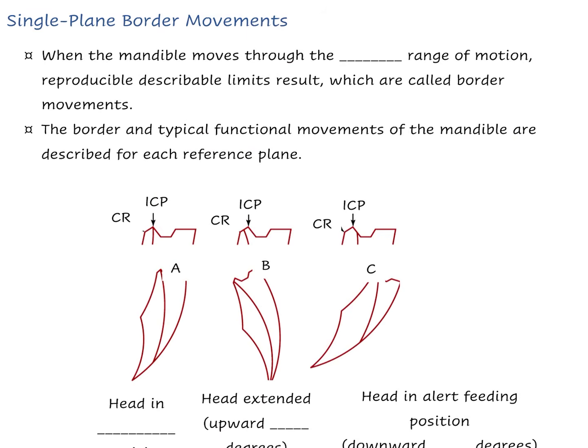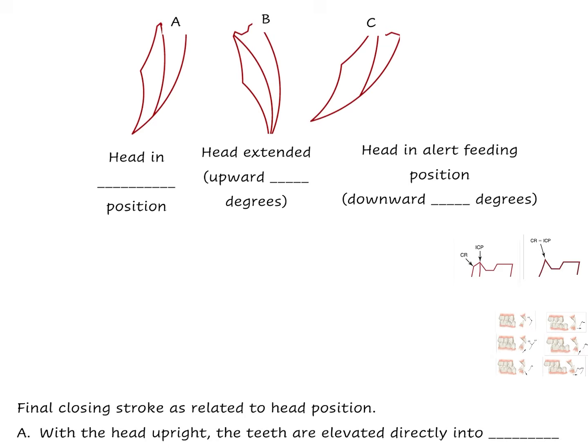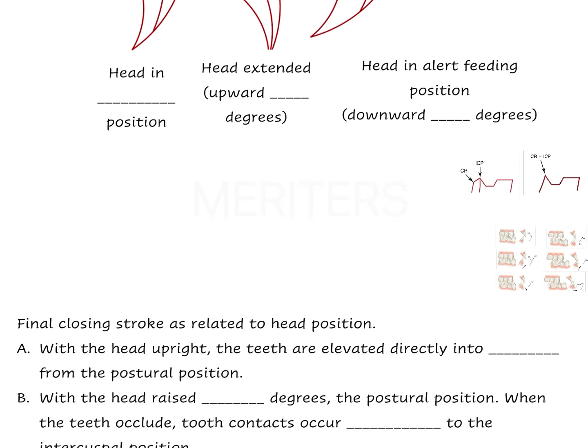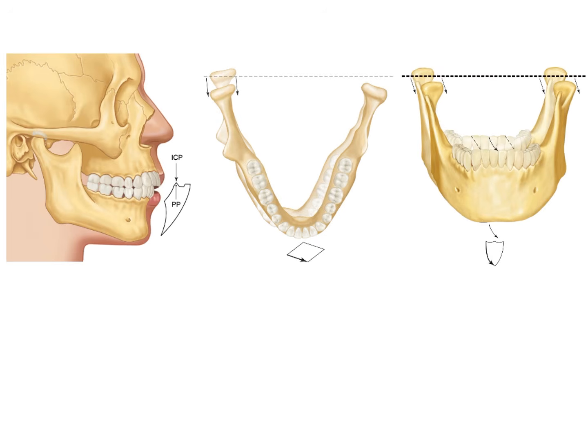Now moving on to the part that is usually most intimidating to students, and that is the border movements of mandible. As the name suggests, we are talking about the boundary movements of mandible. So if I open my jaw wide open, like if I open the mandible completely, that is a border movement. Let's look at this diagram. Very easy to understand, okay?